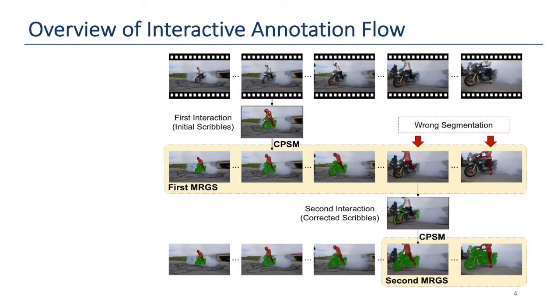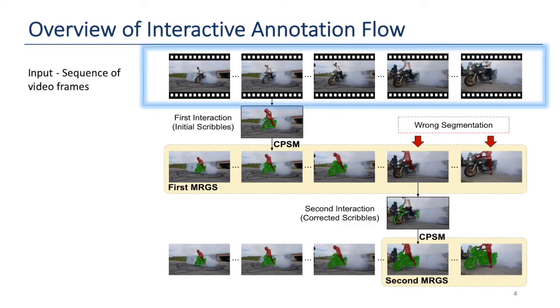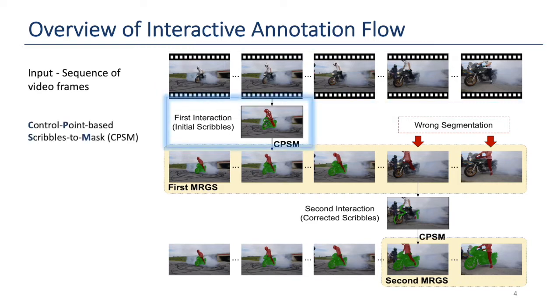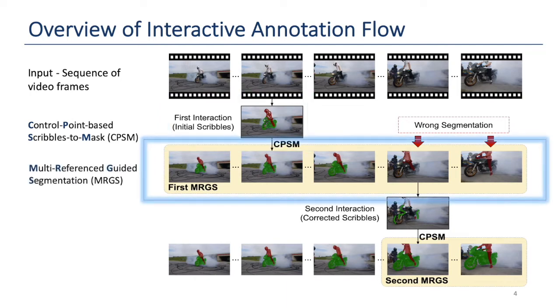So now, I will introduce the overview of our interactive annotation flow. With a given sequence of video frames, a user can pick a specific frame and draw some scribbles. These scribbles are fed into the first module, called the Control Point-Based Scribble-to-Mask, or CPSM. This module can create an initial mask, and this one is fed to the second module, called the Multi-Reference Guided Segmentation module, or MRGS. This module can propagate the mask and create the mask for each frame in the video.